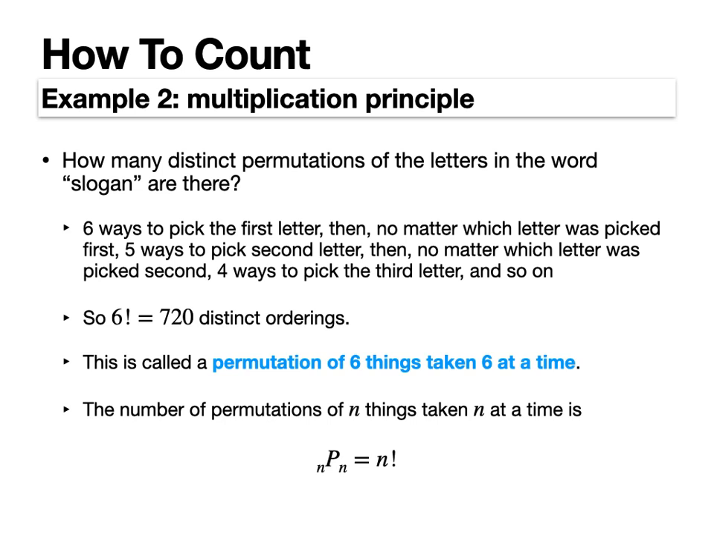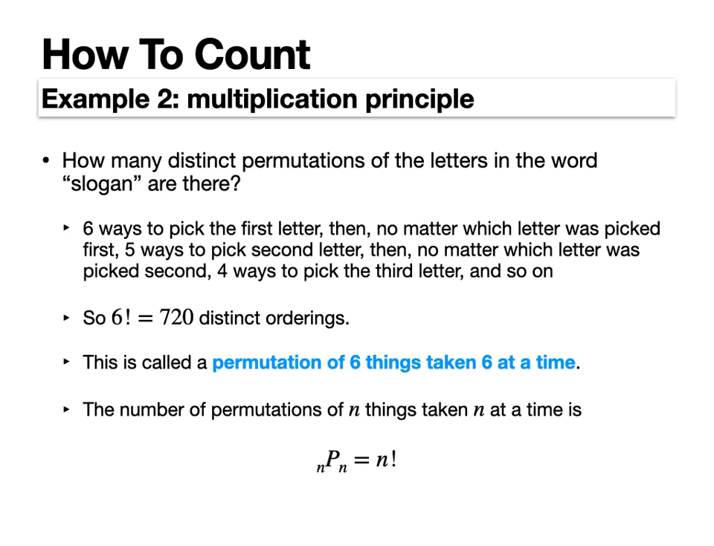There are 6 ways to pick the first letter, and then no matter which letter you pick first, you've got to pick a different letter for the second letter, so that'll be 5 ways for that. So 6 times 5 is 30 ways to pick the first 2 letters. And then you've got the third letter to pick. Well, now there's 4 remaining, so there's 4 ways to pick the third letter. So you get 6 times 5 times 4, and so on. So ultimately, to rearrange all 6 letters, it would be 6 factorial, or 720 distinct arrangements or orderings.